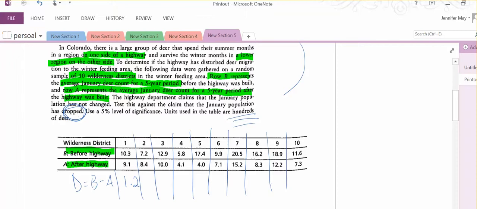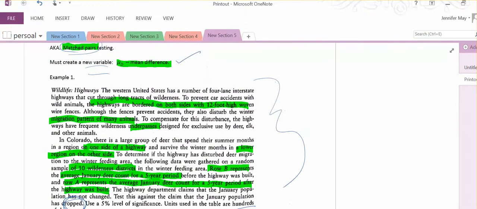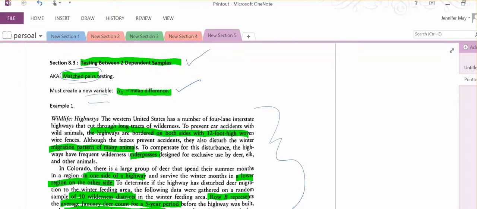Awesome. Now that you've done that, we need to talk about what's going on. In 8.3, we are doing testing for 2 samples, just like we did in 8.1 and 8.2. The difference is we're going to have a dependent sample this time. So it's also known as matched pairs testing. And what we're going to do for every pair of data is find the difference between them. So we're creating a new variable called the mean difference.